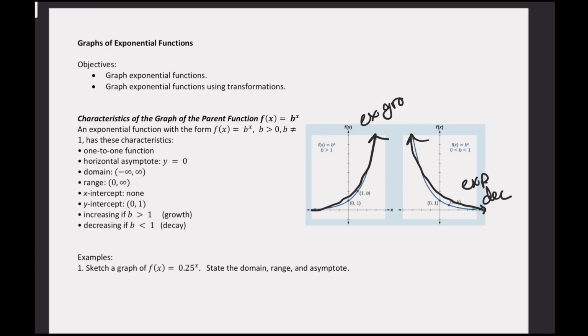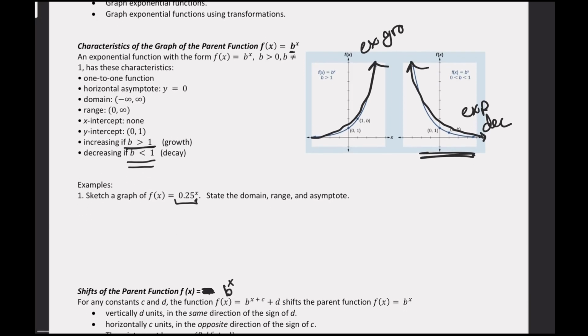When the graph goes up, our base is greater than 1. When the graph is going down from left to right, our base is less than 1. So when I look at this first example, my base, the number you're raising to the power, is 0.25, which is less than 1, so this is a decay situation. The graph is going to look like this one on the right, okay?